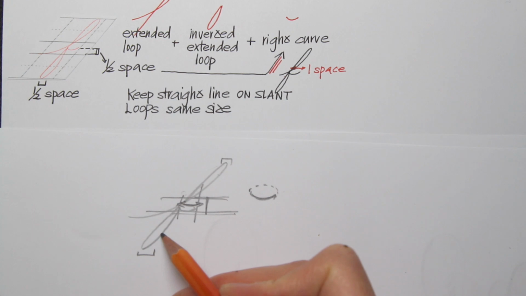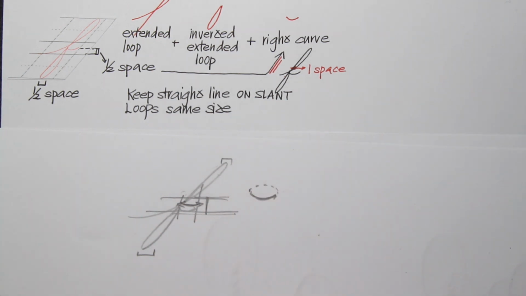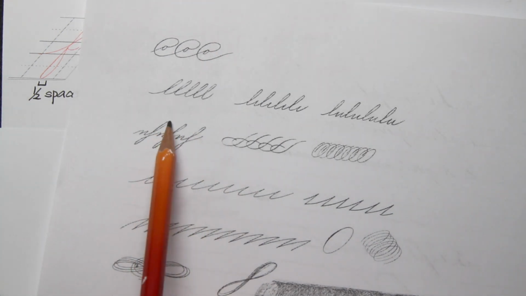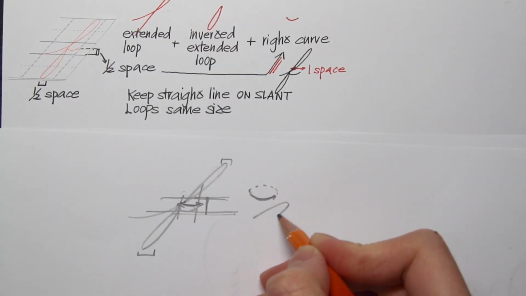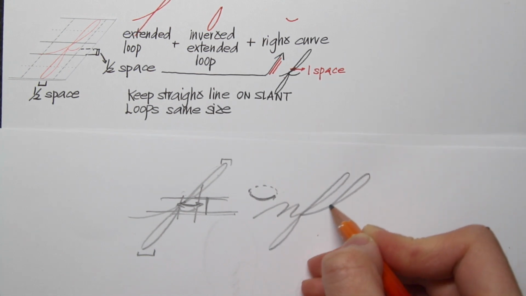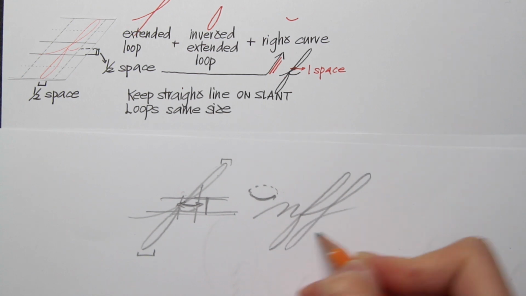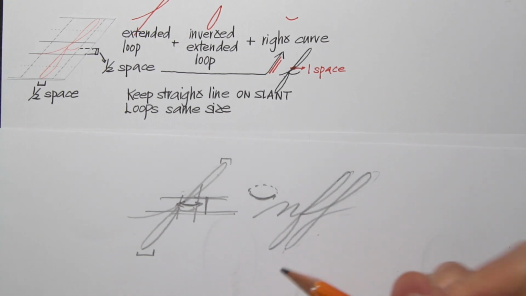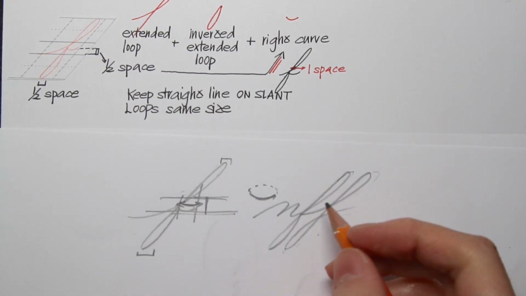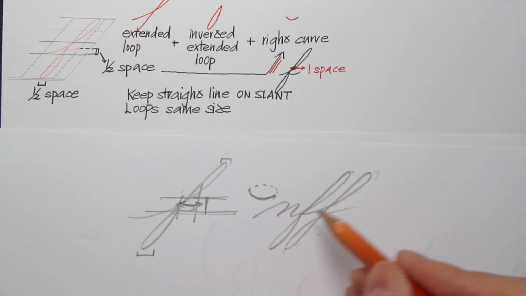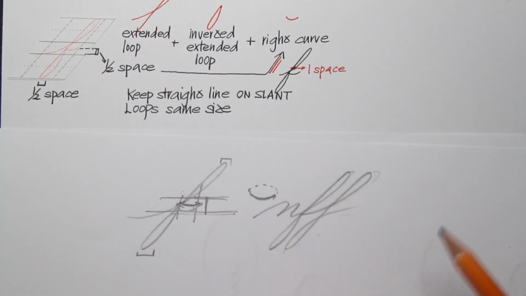Keep the loops the same size. So in the warm-ups, when you see this, what you can also do, this is an upper extended loop plus a lower inverted one. You can also do an N and an F and an upper and inverted. These exercises to me are more beneficial than trying to achieve super fast oval drills because you actually need to write these letters. These are more applicable.